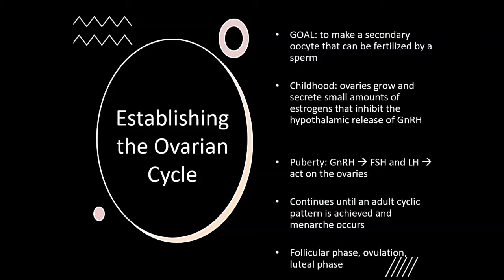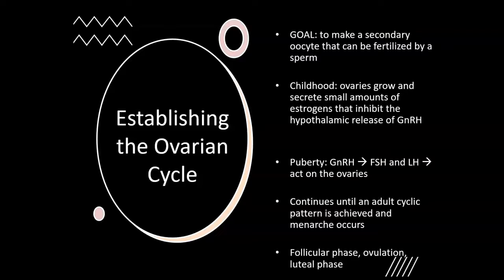In childhood, your ovaries grow and they secrete a small amount of estrogen, and that small amount of estrogen actually inhibits the hypothalamus from releasing GnRH. But when puberty happens, GnRH becomes activated, it's released from the hypothalamus, and it triggers the anterior pituitary gland to produce FSH and LH, which then act on the ovaries. And this is going to stimulate this ovarian cycle. This will continue throughout adulthood until menopause.